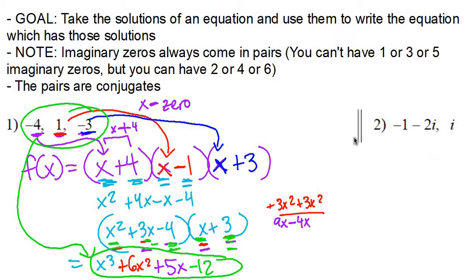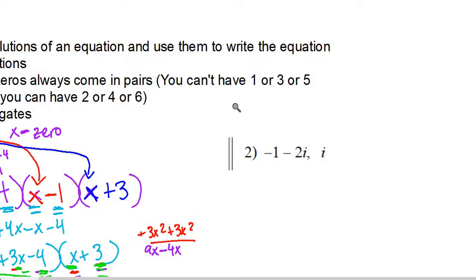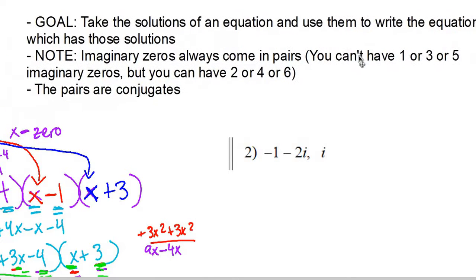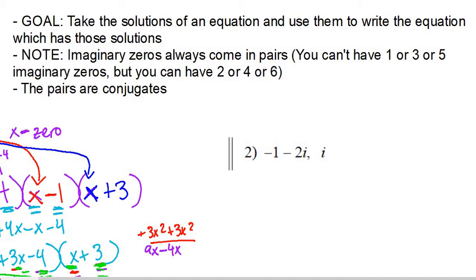Alright, this next one is certainly more challenging, number 2, because they're imaginary zeros. So here's a couple things that we need to know. I'm going to move this over so you can see it. First thing we need to know is imaginary zeros always come in pairs, and you'll see why in just a sec. They always come in pairs, so you can't have 1 or 3 or 5.